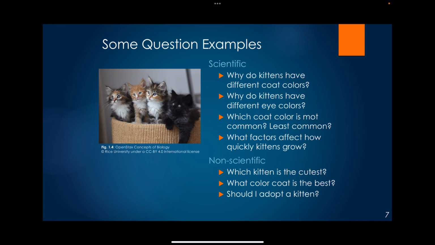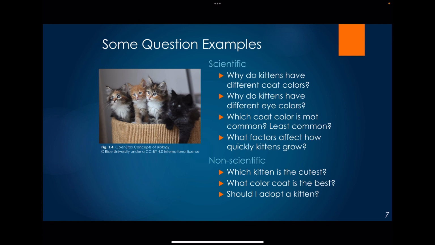So scientific, again, needs to be something that is testable, something that we can create an experiment out of, something that maybe gives us a numerical answer. So let's read a couple of these. The first one says, why do kittens have different coat colors? That is a genetics question. We can test that.